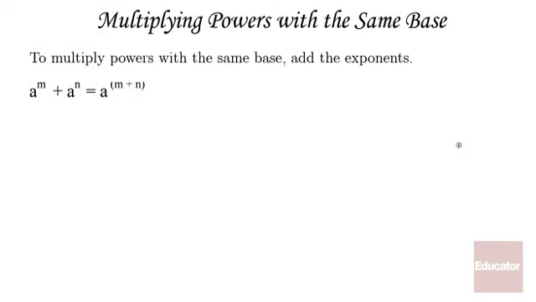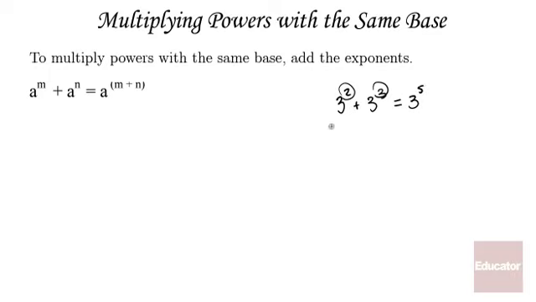Multiplying powers with the same base. To multiply powers with the same base, you're going to add the exponents. So basically, if you have a to the m power times a to the nth power, it's going to be a to the m plus n. For an example, if I had 3 squared times 3 cubed, I would add the exponents and it would be 3 to the 5. So 2 plus 3 is 5.